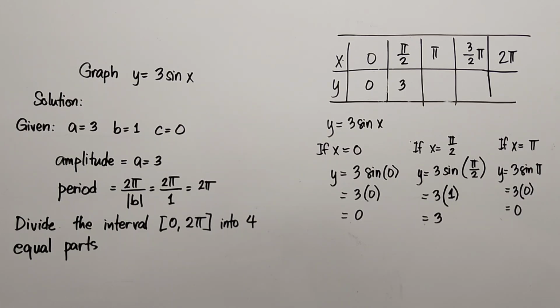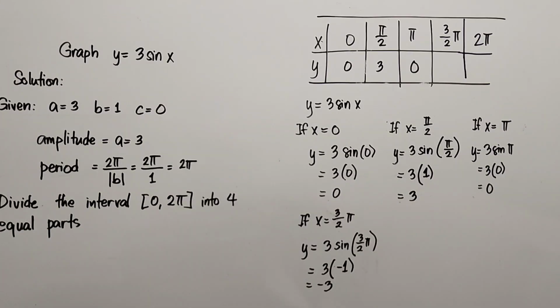For our x equals pi, y equals 3 sine pi. And the coordinate of our pi is negative 1, 0. Therefore, the y coordinate representing the sine function is 0. So 3 times 0 is 0. We will now proceed to x equals 3 over 2 pi. The coordinate of our 3 over 2 pi is 0, negative 1. So the y coordinate is negative 1. So we have 3 times negative 1, that is negative 3.